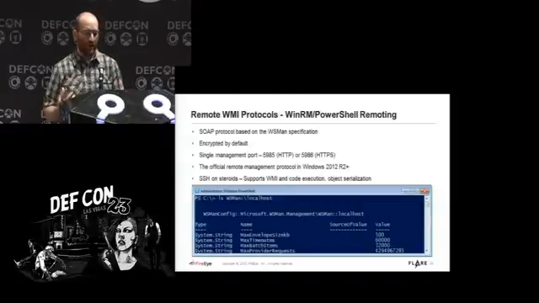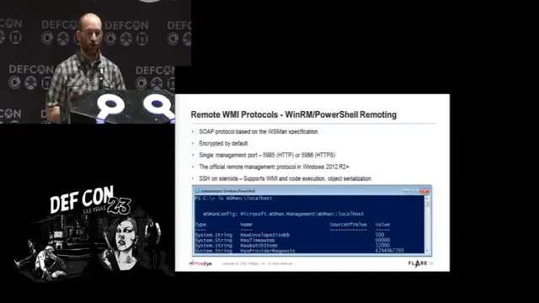SOAP inherently contains all this very rich type information that can transmit and receive PowerShell objects and WMI information. It's encrypted by default. Just out of the box, it'll be listening on port 5985. If you configure it to use certificates over HTTPS, then it'll be listening on port 5986.